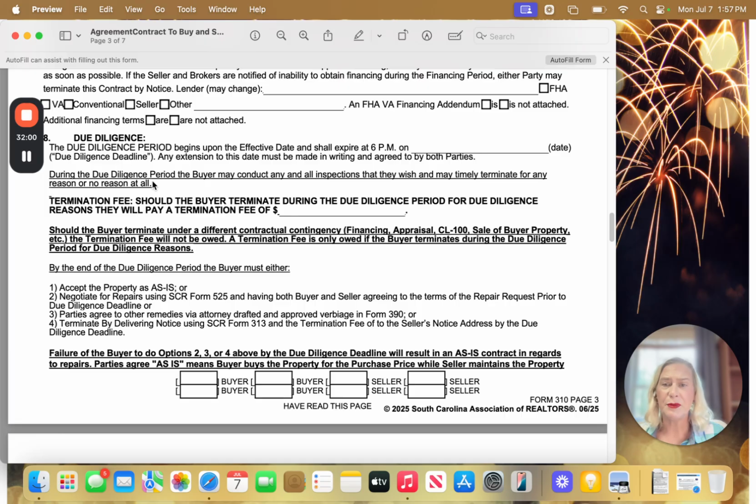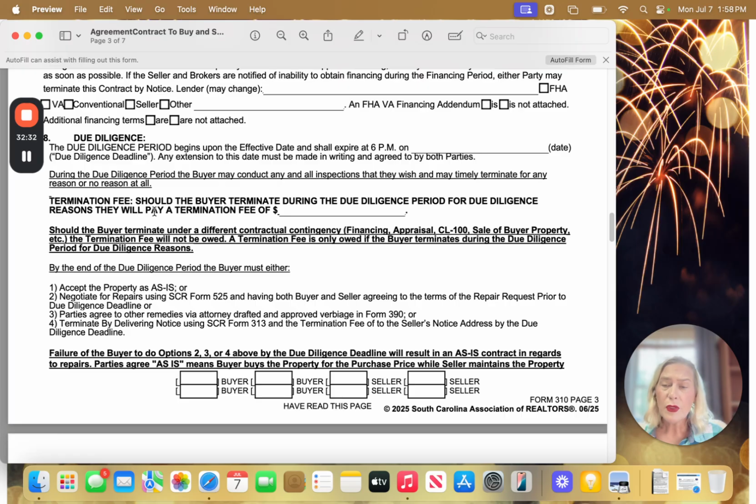During the due diligence period, the buyer may conduct any and all inspections that they wish and may, in a timely manner, terminate for any reason at all whatsoever. We spelled this out. Again, I don't know if we wrote this contract because people weren't understanding what all of these things mean, but here we clearly identify that the buyer can get out. We don't have to tell them why we're getting out. We can just send them a notice of termination, pay the termination fee, and get out. No explanation is actually necessary, but we do tend to tell sellers why we get out.